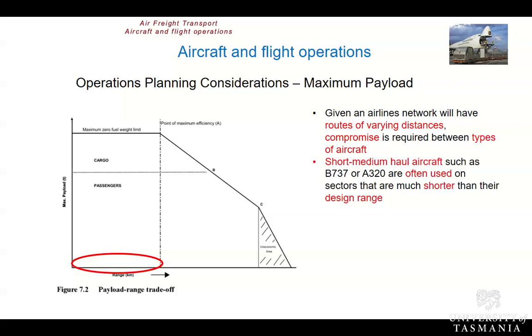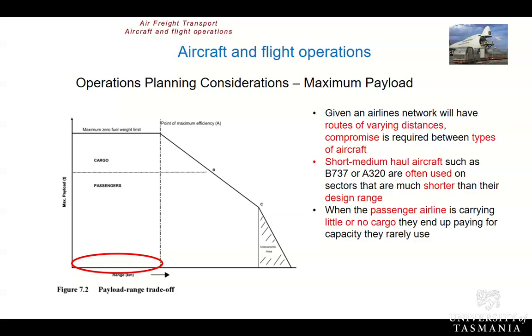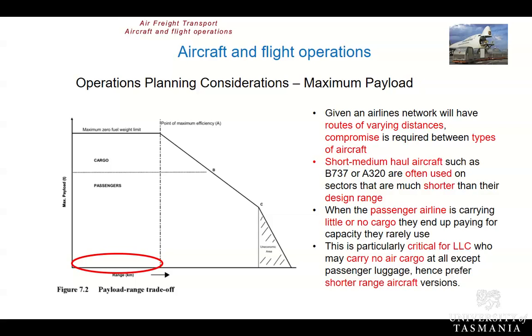Now, the short to medium haul aircraft, such as a B737 and the A320, are often used in sectors that are much shorter than their designed range. What that's saying is that they're probably missing out on some payload opportunity. In many cases, passenger airlines are flying with perhaps little or no cargo, and they end up paying for that capacity when they're travelling on those shorter or medium routes. And of course, this is particularly critical for the low-cost carrier.